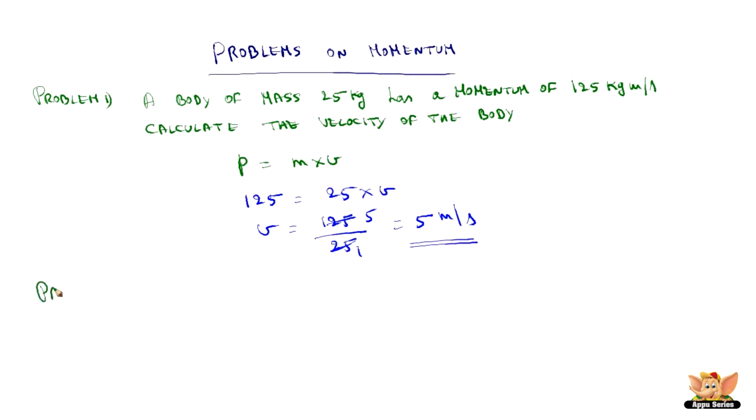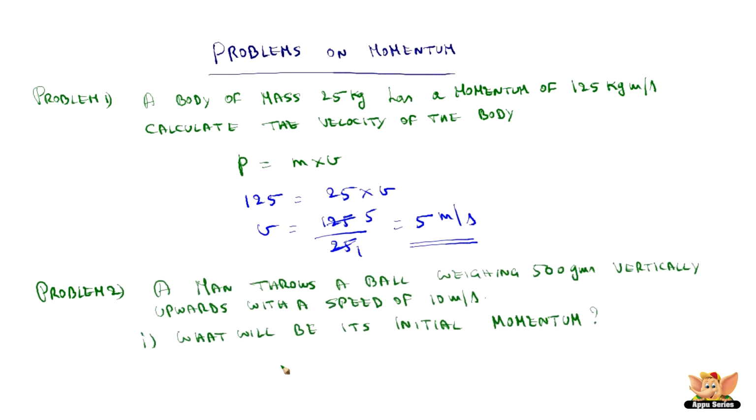Problem 2. A man throws a ball weighing 500 grams vertically upwards with a speed of 10 meter per second. What will be its initial momentum? So its initial momentum P is equal to m into V, and m is 500 grams. So we need to convert the grams into kg.